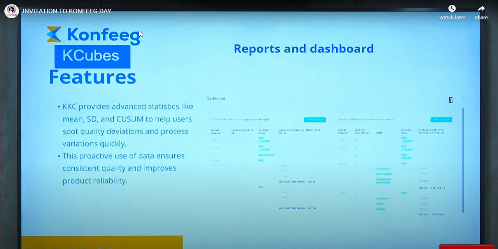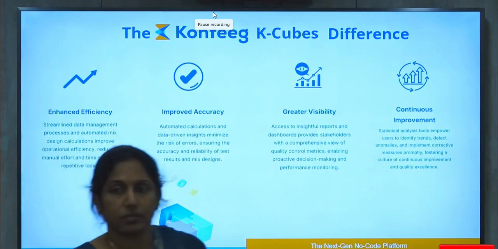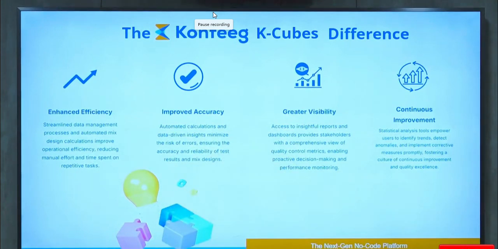Now, finally, what is the Konfeeg Kwalllity Cubes difference? Using the Konfeeg Kwalllity Cubes difference, you can achieve efficiency, because all of the data is managed in one centralized database, and you have improved accuracy because all of the calculations are automated, and you will have no problem of manual errors or manual data entry. Now, finally, you have greater visibility, that is across all RMC plants and across all testing laboratories.